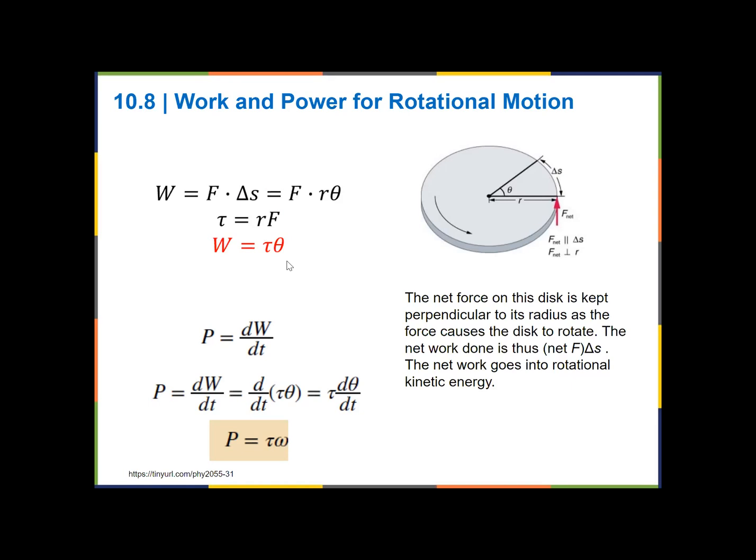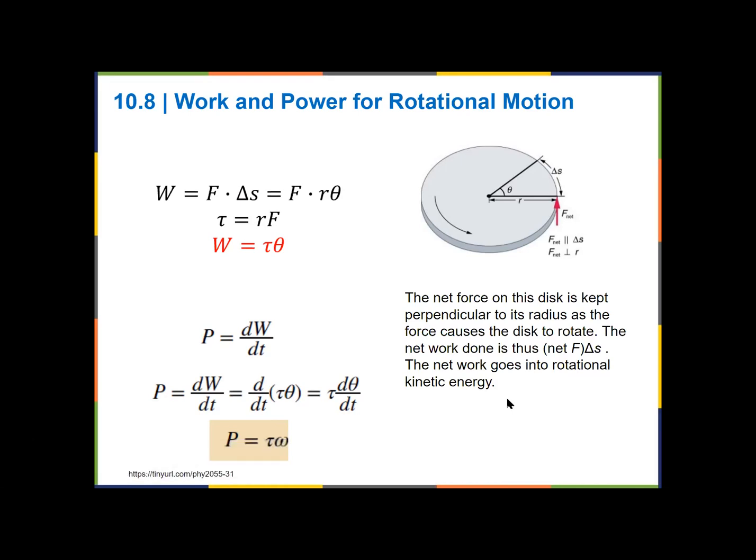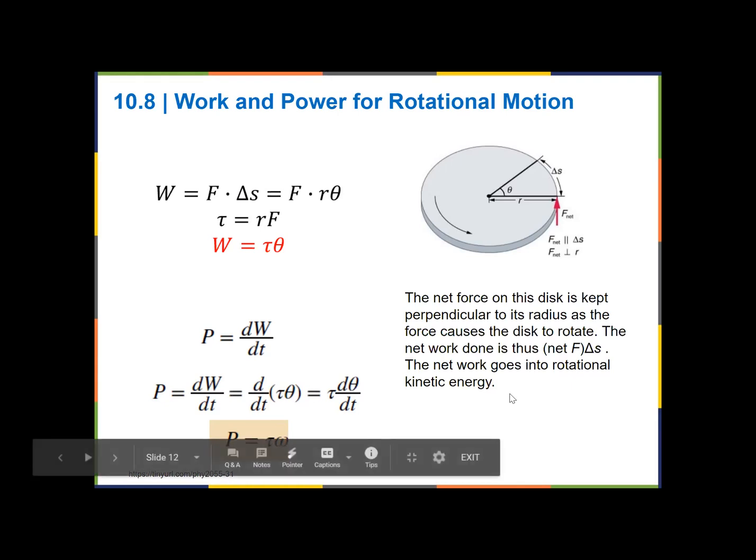Okay, so that's work. Now for the power, that's defined as how fast the work is being done. So you are taking the time derivative of the work, right? So if the torque is constant, then you are doing tau times the time derivative of the angular displacement, which will give you the angular speed. Okay, so power in that case will be equal to torque times angular speed or angular velocity, just similar to linear motion, where power is equal to force times velocity. Okay.